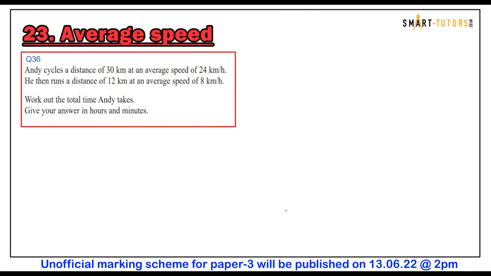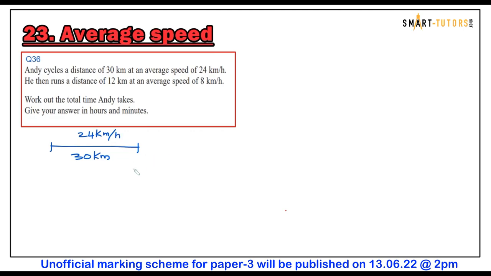Topic number 23, average speed. Andy cycles a distance of 30 kilometers, so he's going 30 kilometers. Average speed is given, 24 kilometers per hour. That is the speed he's going.